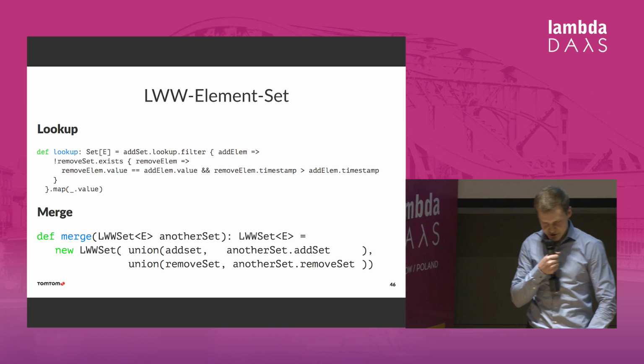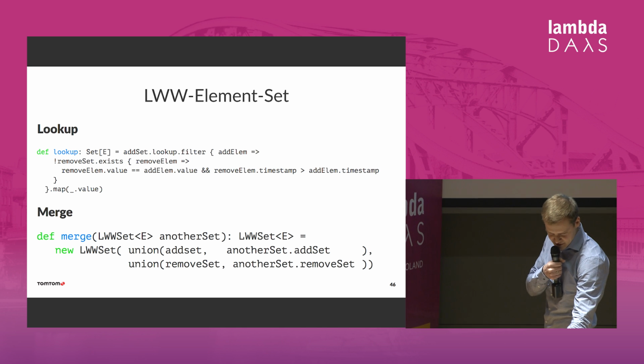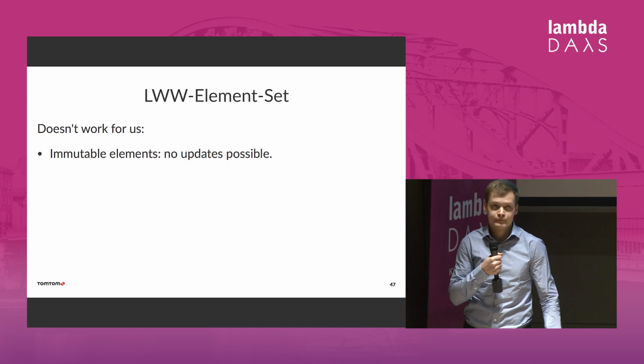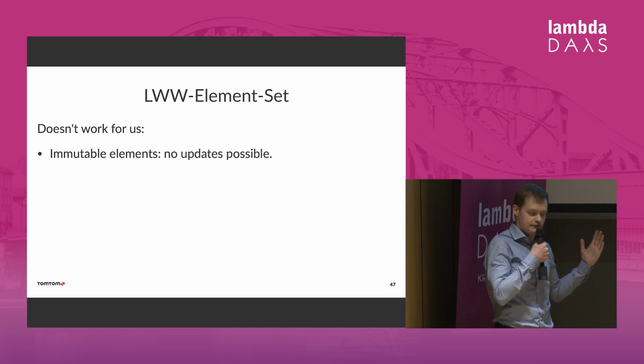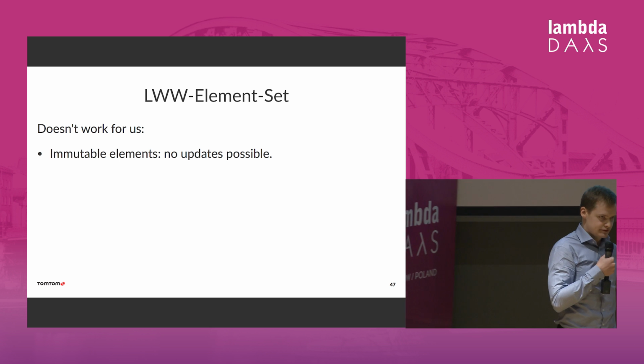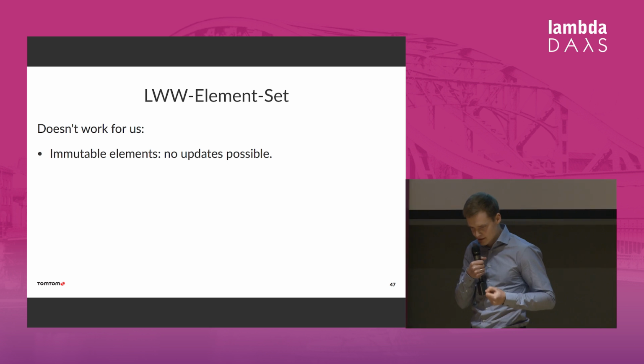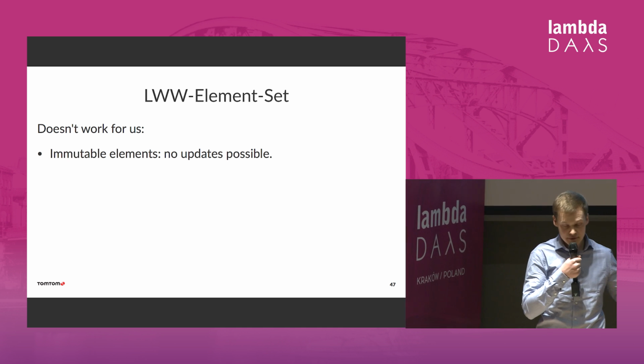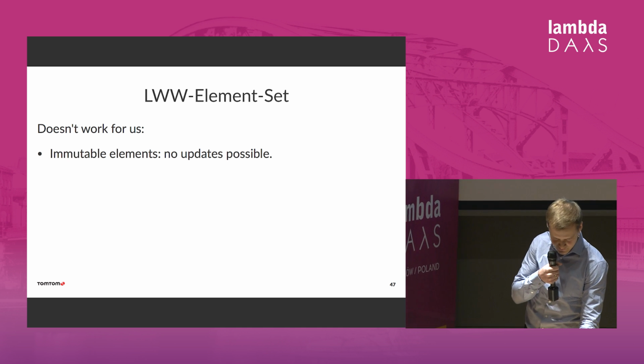As you see, merge is pretty much the same for these sets. It didn't work for us, though, again. The main reason is that the elements are still immutable, which means that the remove set will grow really fast again. So it solved one problem of the two-phase set, re-adding elements, but it still doesn't solve the other one.